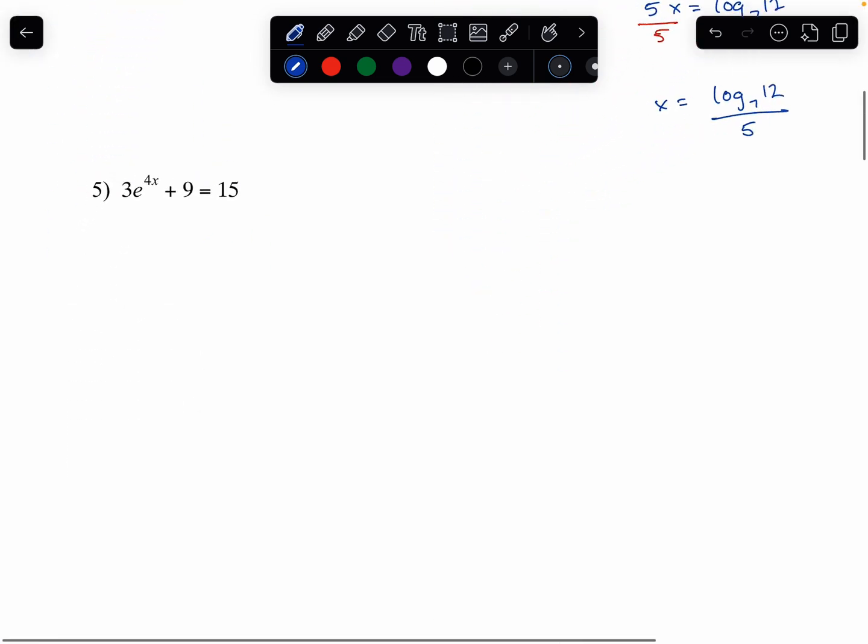For 3, so again, look at the exponential, so in this case, e to the 4x. That is what needs to be isolated. I am going to first subtract 9. So subtract 9, subtract 9. So 3e to the 4x will be equal to 6. And then I'll divide by 3 and divide by 3. So then I'll get e to the 4x is equal to 2.